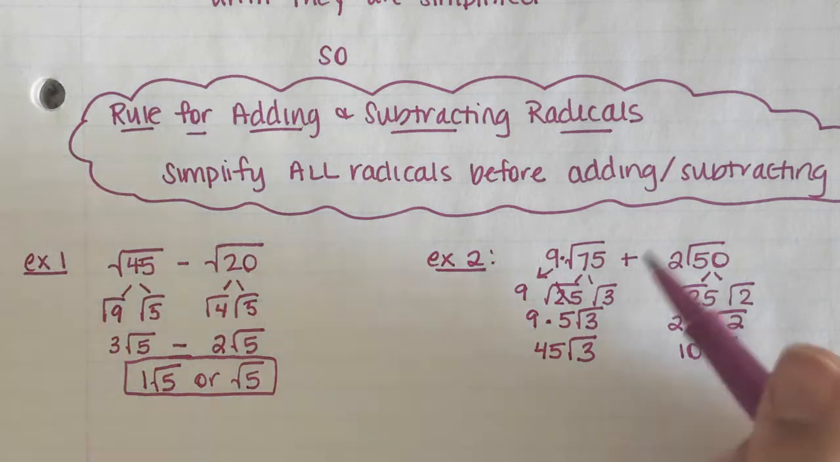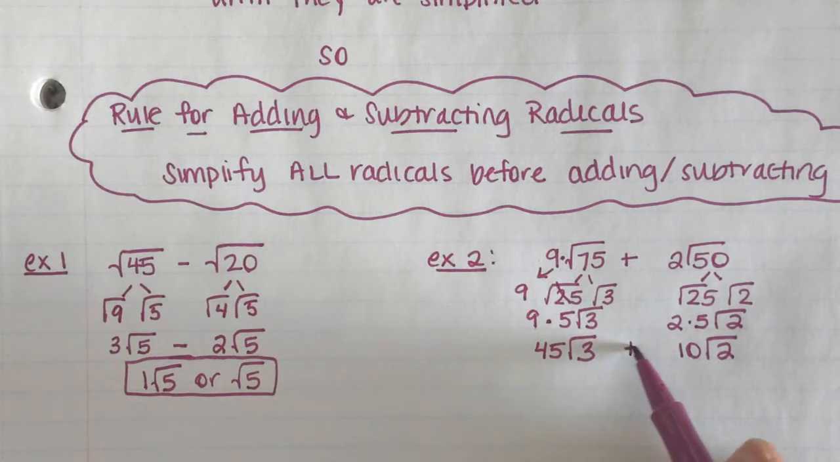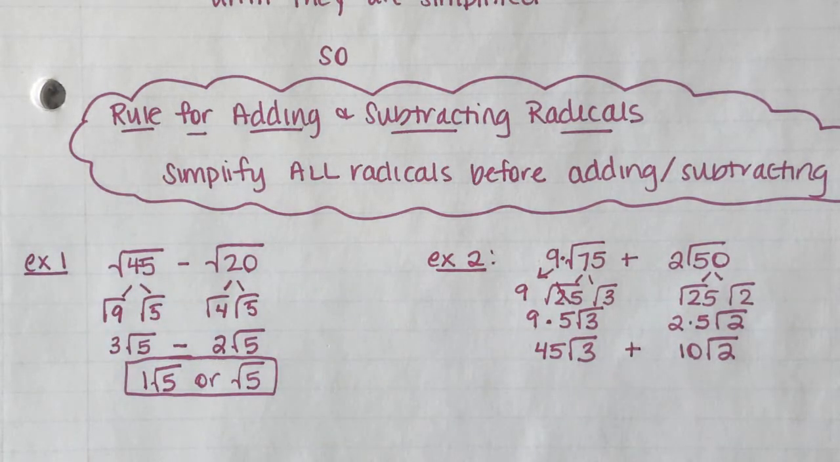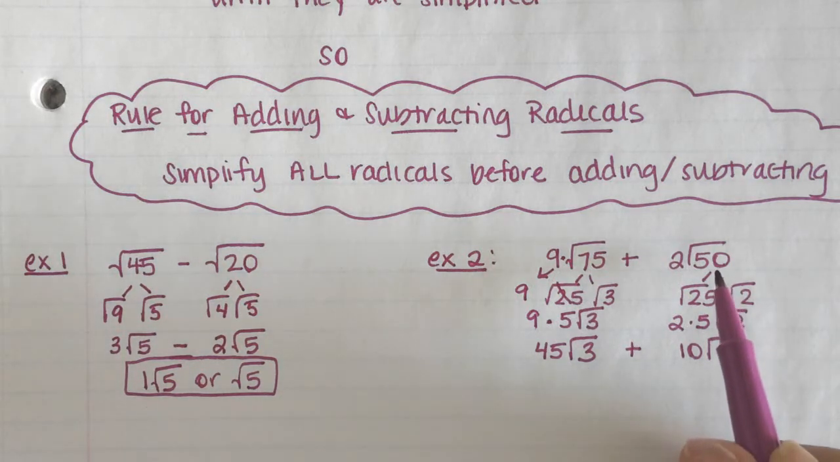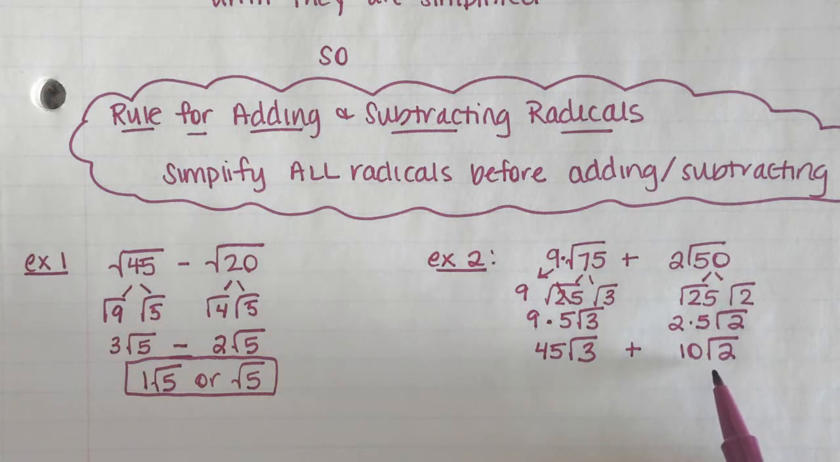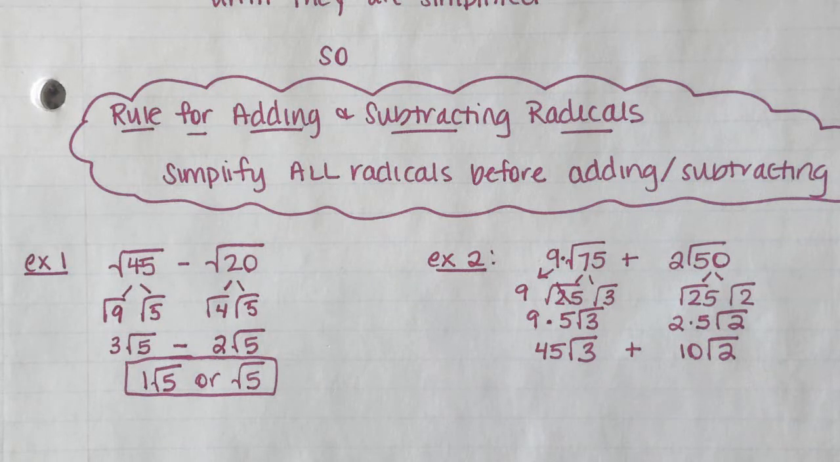So now that they're each simplified, I can attempt to add them. So 9 radical 75 turned into 45 radical 3. I can't simplify this anymore because nothing can go into radical 3, a 3 that's a perfect square. And I simplified 2 radical 50 into 10 radical 2. So now that they're simplified, I could attempt to add and subtract. But what do you notice about this addition problem?